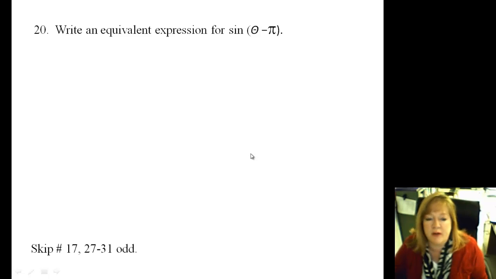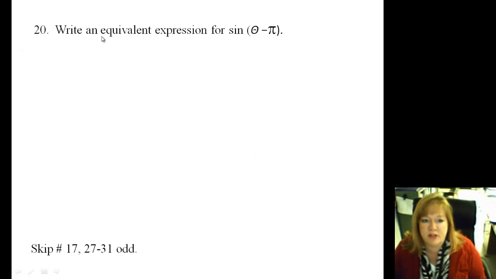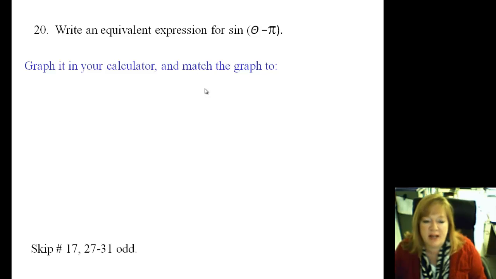Okay, so the next example I'm going to do for you says write an equivalent expression for sine of theta minus pi. What you need to do for this one is graph it in your calculator and then match the graph to one of the following. They expect you to be able to recognize what the sine looks like, what the cosine looks like, and what its flip or reflection looks like. So it's either going to be sine x, negative sine x, cosine of x, or negative cosine of x.